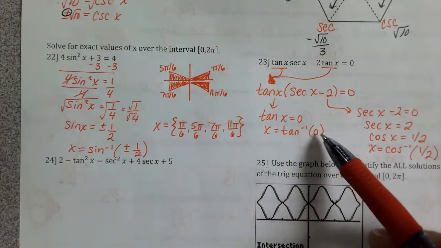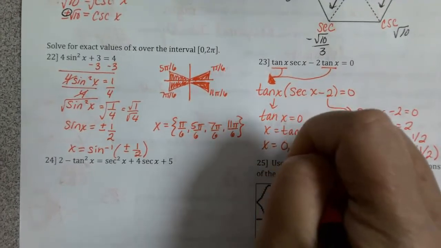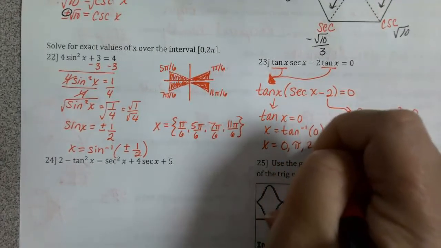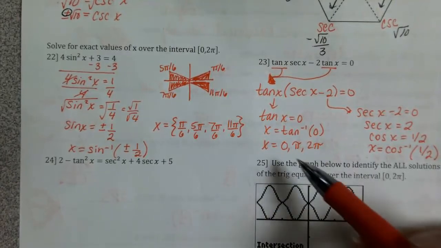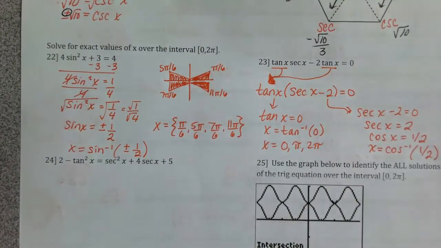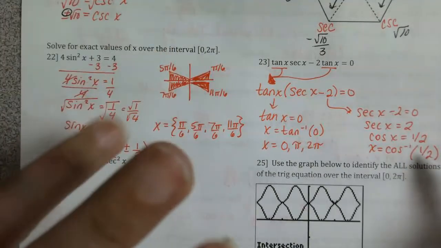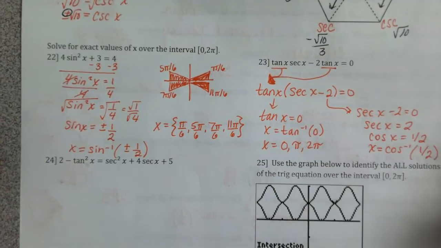Tangent is 0 at 0, pi, and 2 pi. We include the 0 and the 2 pi because there are brackets on the end of the interval. And then cosine, that's the x coordinate, and cosine is 1/2 at pi over 3.